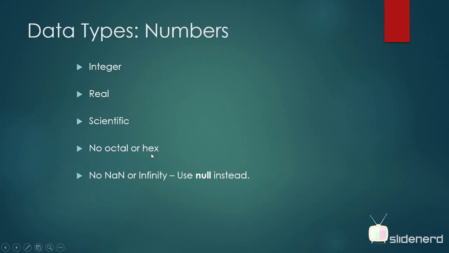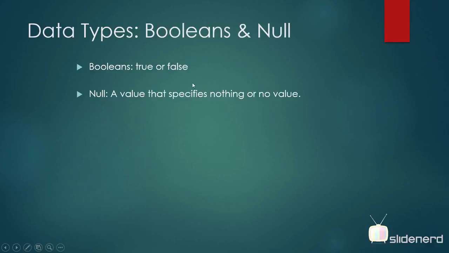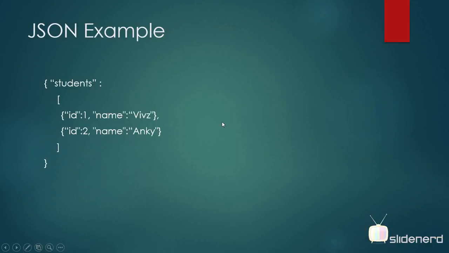But you cannot have octal or hexadecimal values. You cannot have NaN or infinity. Use null instead when you're not sure of the value. And there are booleans as well that support true and false values. And null specifies nothing, or it simply means it has no value. Let's take an example of that as well.